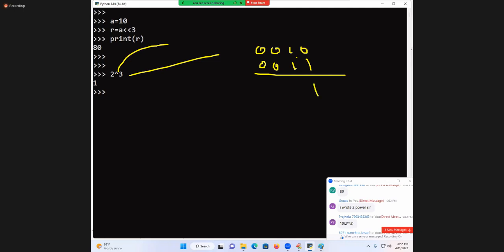0, 1 will become 1. 1, 1 will become 0. 0, 0, 0. What is the answer? 2 to the power of 0, 1 into 2 to the power of 0 is called what? 1. This is the answer.